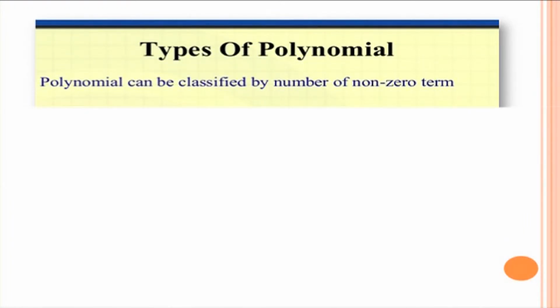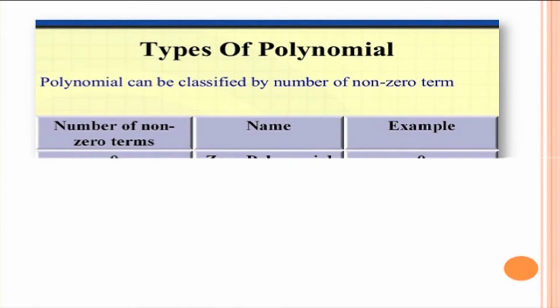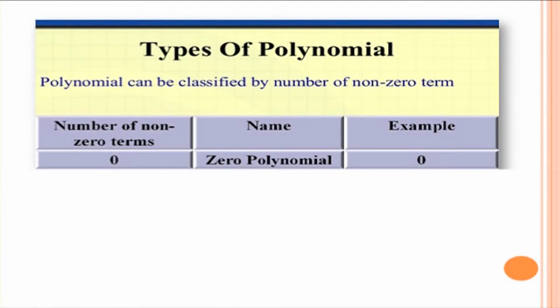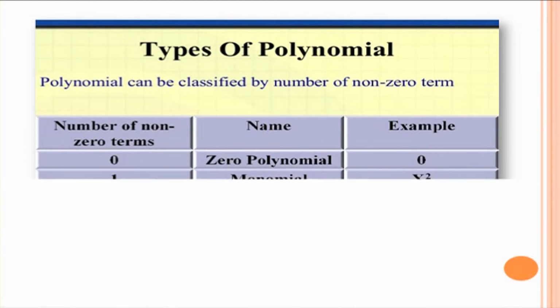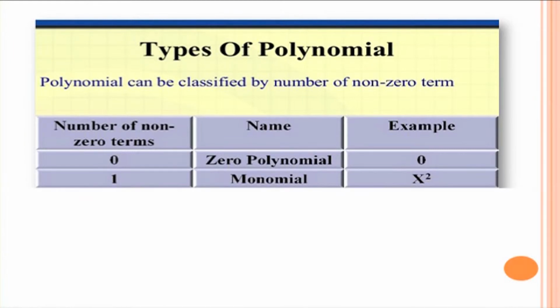Polynomials can be classified by the number of non-zero terms. If the number of non-zero terms is 0, it is called a zero polynomial and an example is 0 itself. When the number of terms is 1, it is called a monomial and an example would be x square.